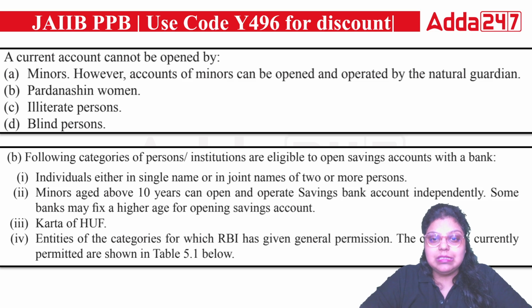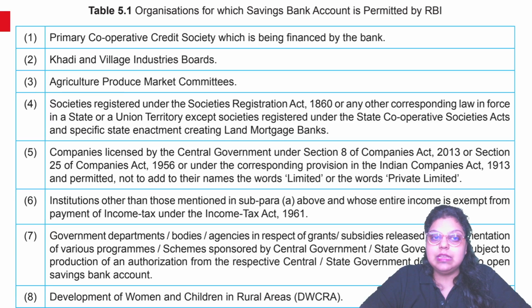If we talk about the savings account, it can be opened by an individual either in single name or joint name of 2 or more persons. A minor aged 10 years and above can open and operate the savings bank account independently. Karta of a Hindu undivided family can have a savings account. Entities of categories for which RBI has given general permission can have a savings account. What are these entities? This is the list.